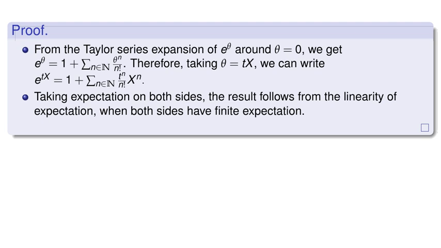Taking the expectation on both sides and assuming we can interchange expectation and summation, which holds if the expectation is finite, the linearity of expectation yields the result M_X(t) = E[e^(tX)] = 1 + the sum from n equals 1 to infinity of t^n over n factorial times the expectation of X^n.